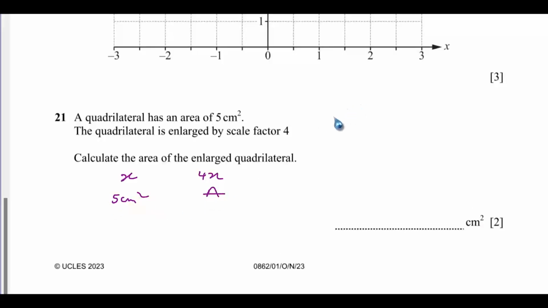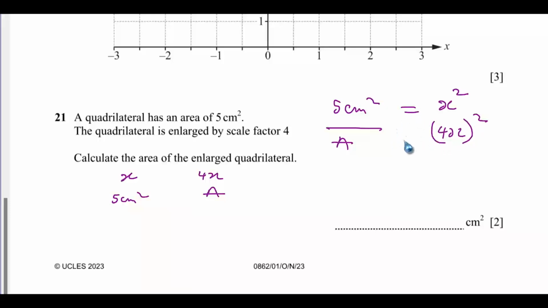So we know that the ratio of areas is equal to the square of the scale factor. In this case we're going to have 5 centimeters squared, that's the area of the object, equals the square of its side, that's the scale factor squared here. Then the same thing over the area of the enlarged collateral, which will be equal to the square of the length of a side. That will be 4x all squared.